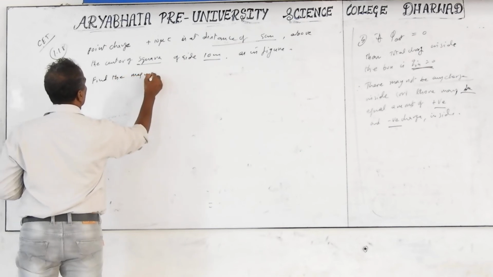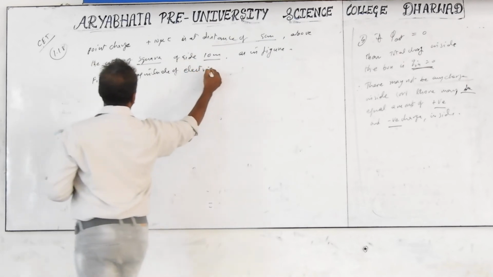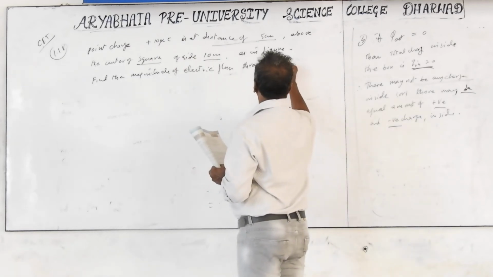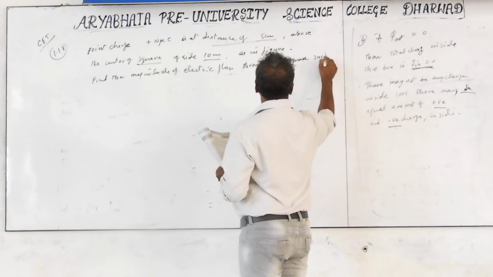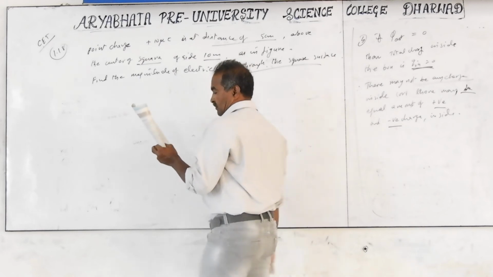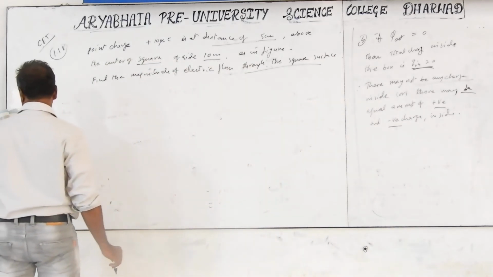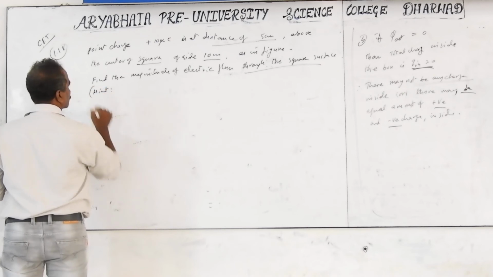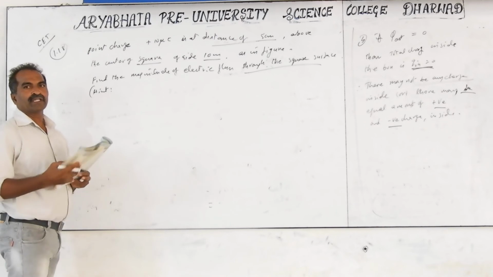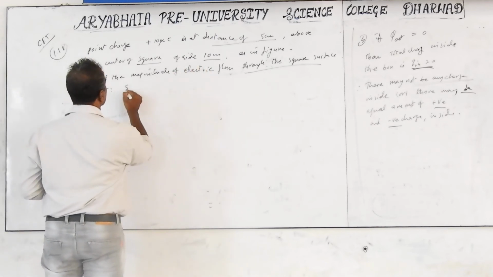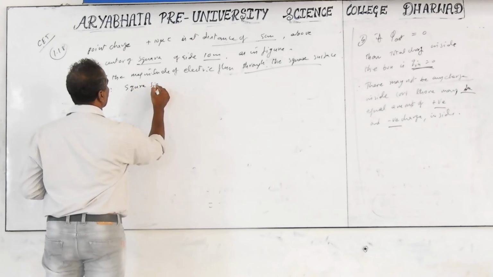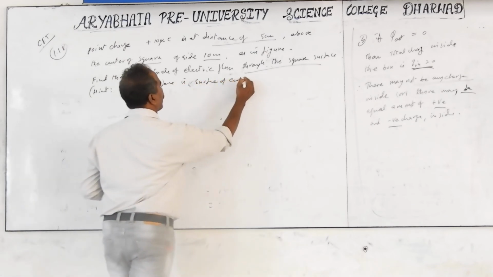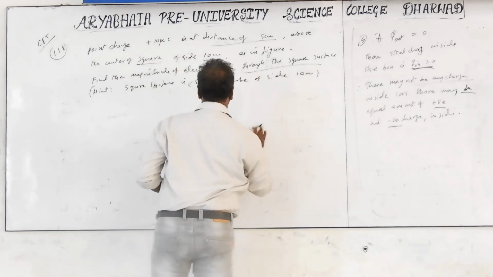Find the magnitude of electric flux through the square surface, only the square surface. You are given a hint: think of the square as a part of a cube. The hint is given for your question. If not given also, there won't be one. So only that is to be given by the length of the cube. This square is a square part of the surface of the cube of side 10 centimeters.